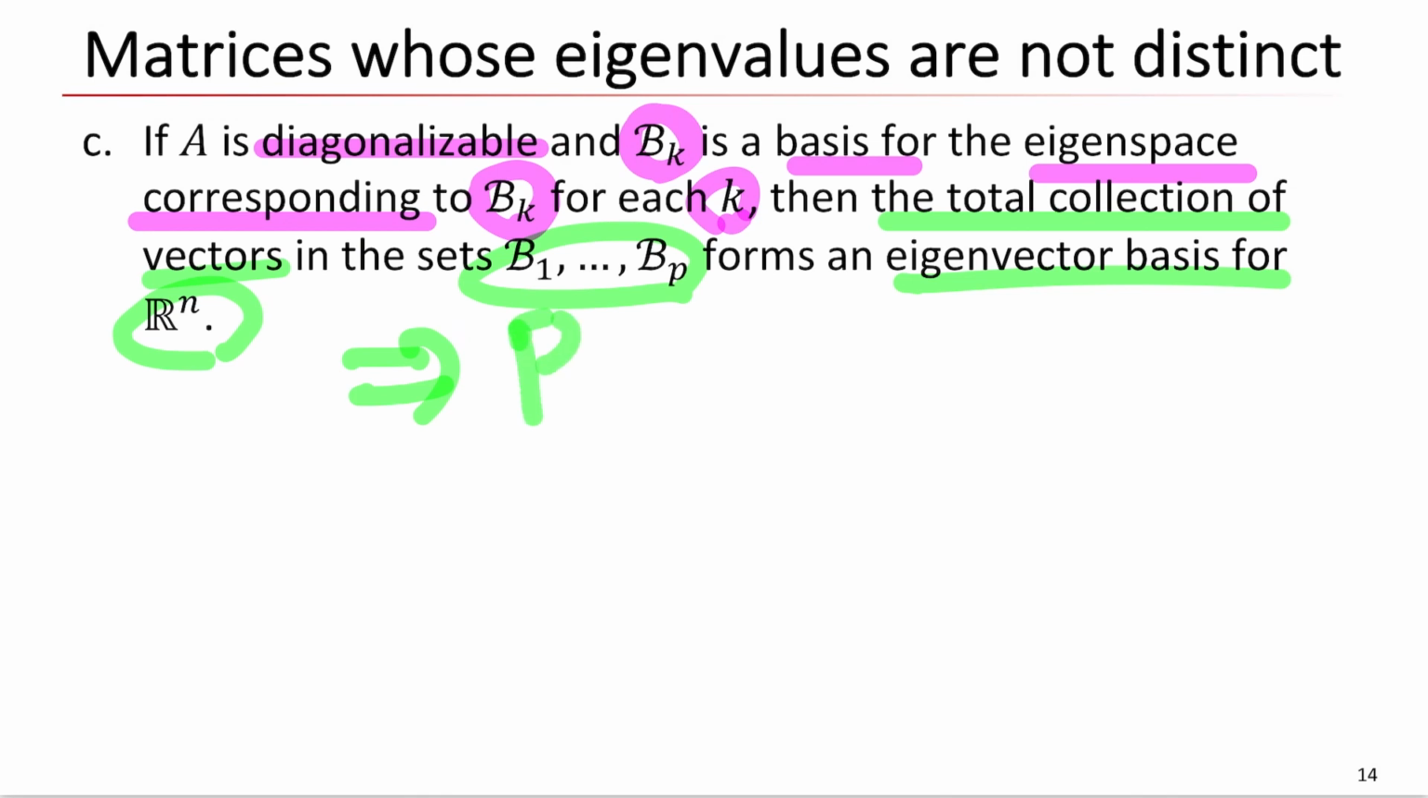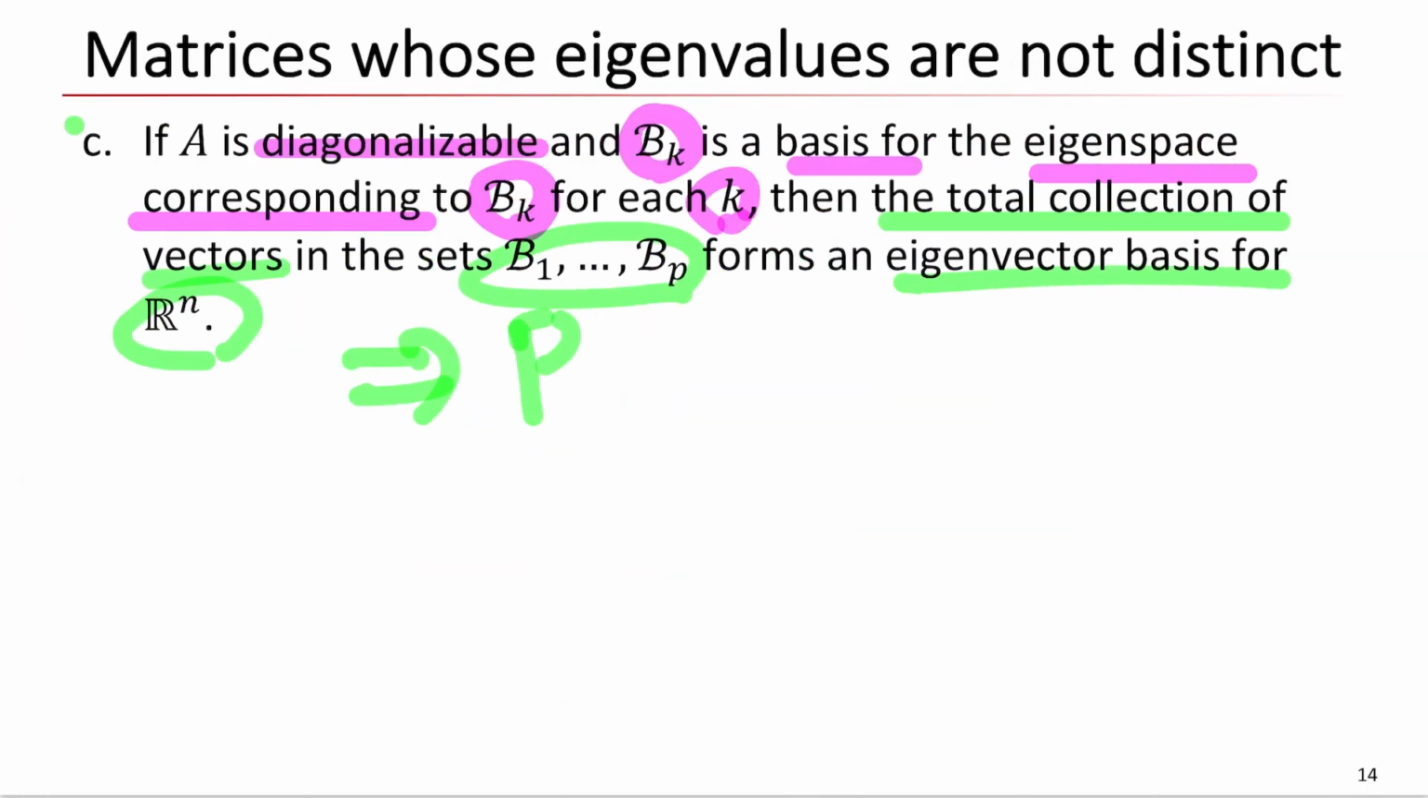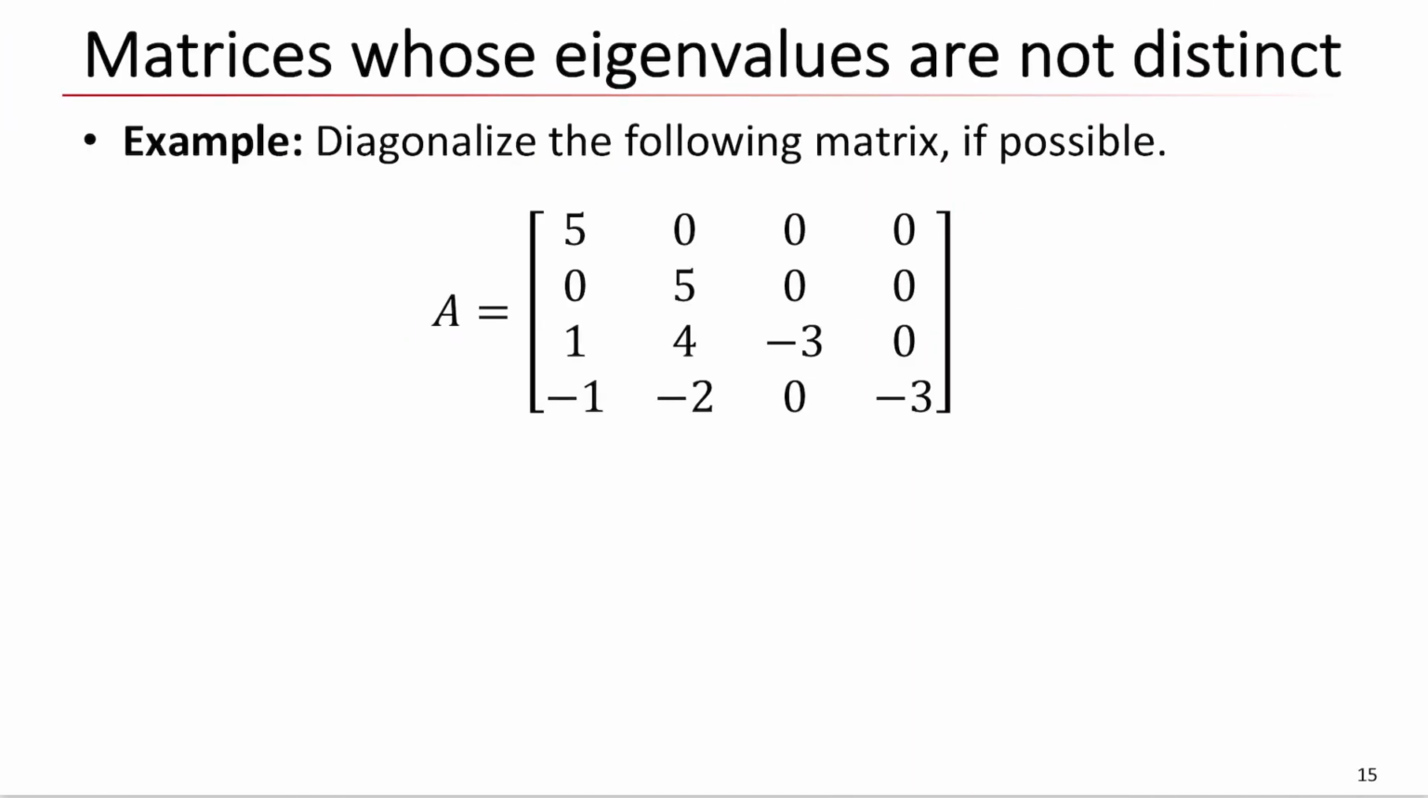So in other words, by using this theorem, we can say that even though we don't have enough distinct eigenvalues, we can still decompose this matrix A if some conditions are satisfied, something like this and this. Okay, let's see the example. The problem is something like this. Diagonalize the following matrix if possible.